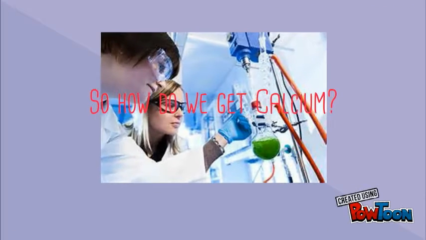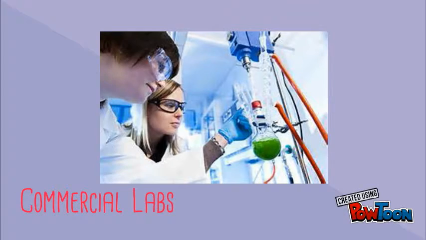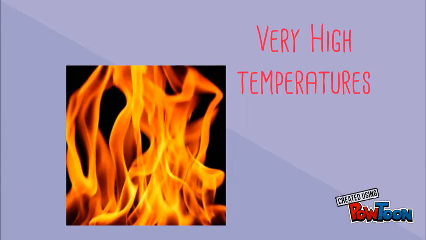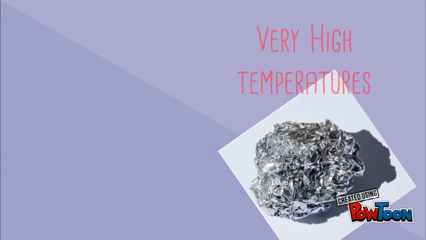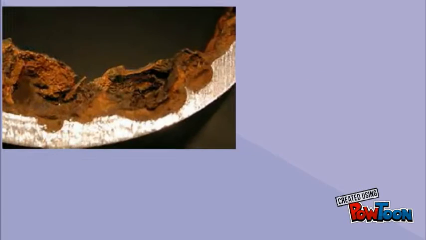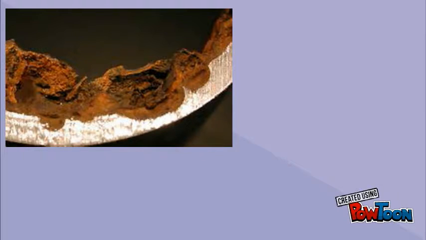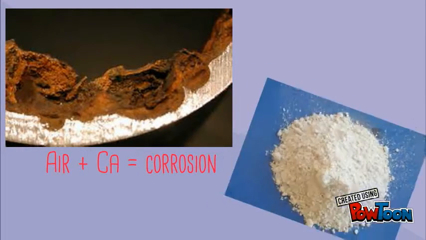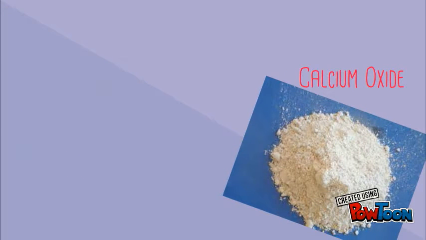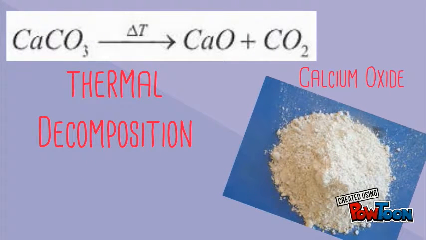Calcium metal, uncombined, can be prepared commercially by heating lime at very high temperatures with aluminum metal inside of a vacuum. In contact with air, calcium develops an oxide and nitride coating that protects the molecule from further corrosion. The product, calcium oxide, is produced by the thermal decomposition of carbonated minerals.